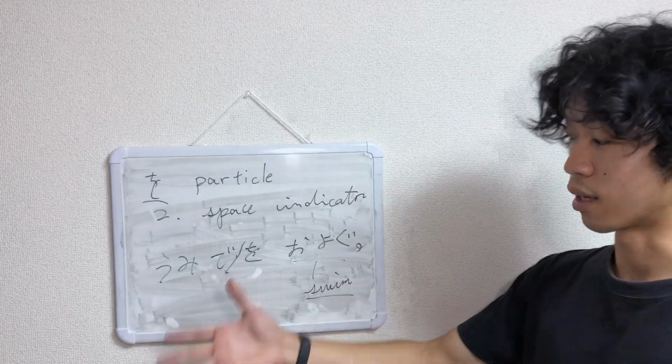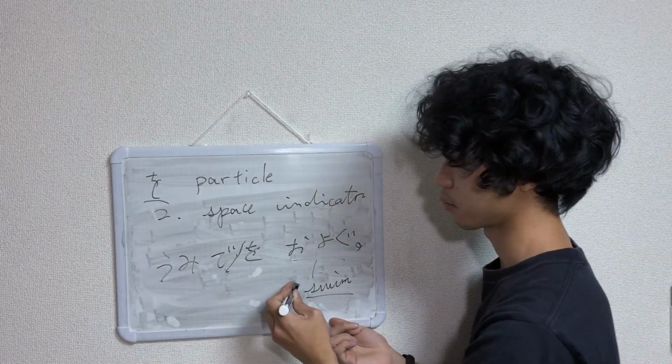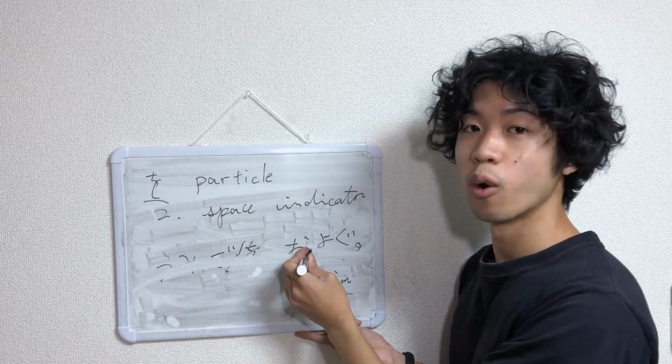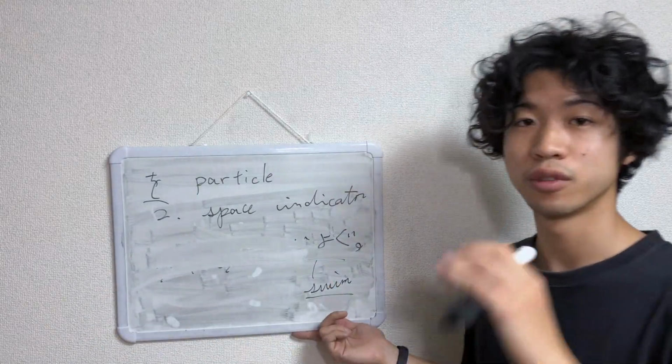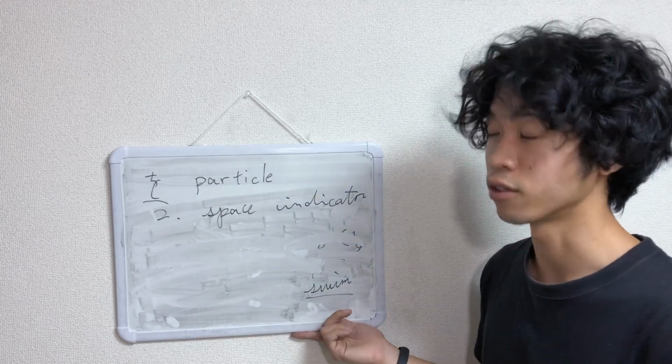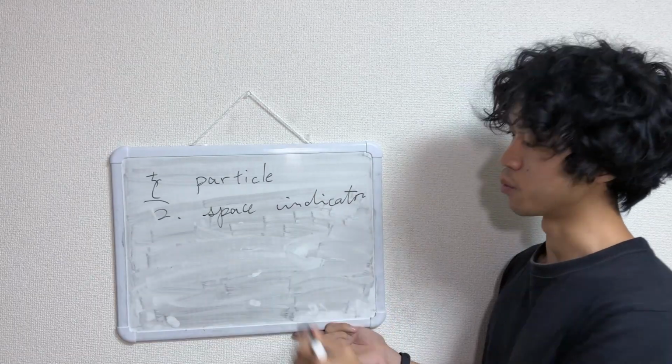So I guess you could use de most of the time for this one, particularly. Other ones, 空を飛ぶ、空で飛ぶ. No, you cannot use 空で飛ぶ. No. This 泳ぐ is the weird one.